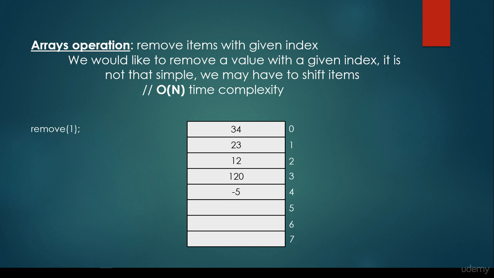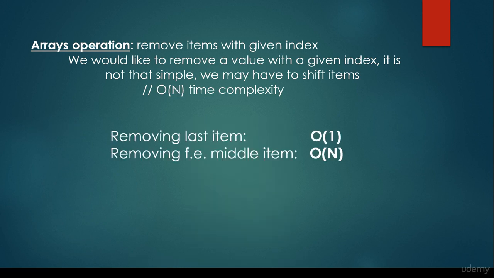For example, I would like to remove the item with the index 1. Okay, this is the index 1. I remove it, but then we have to shift these items because there is one value missing and it is forbidden to leave the array like this. So we have to shift it like this. Okay, and basically the overall complexity will be linear at the end. Okay, so removing the last item takes order 1 constant time complexity, but removing, for example, the middle item takes linear time complexity order n, because again, we have to shift lots of items in order to reconstruct the array.